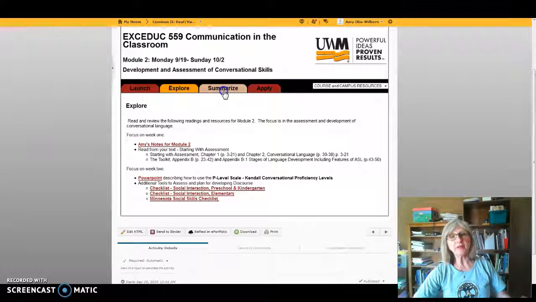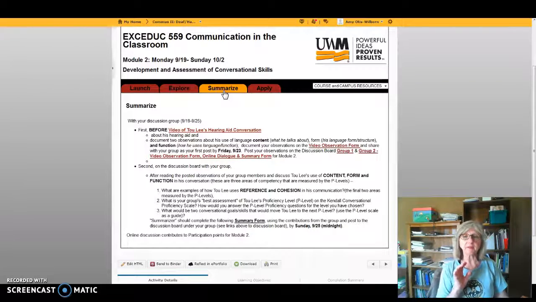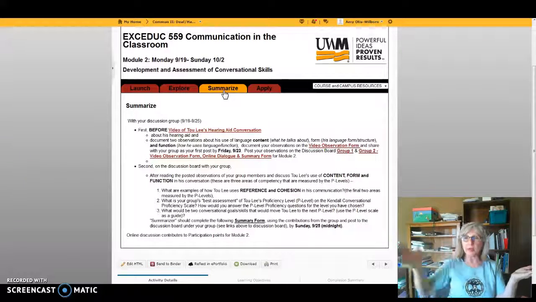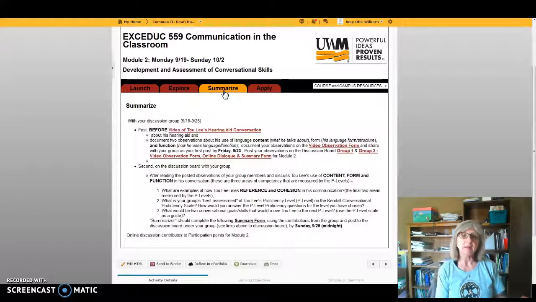To summarize, we really focus on the use of one tool. And those are the conversational proficiency levels, or for short, we call them the P levels. The Wisconsin State School for the Deaf uses the P levels to track a child's conversational development from when they get there. It might be preschool all the way through high school. So they're used at WSD.